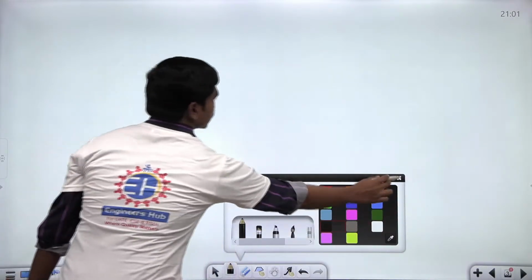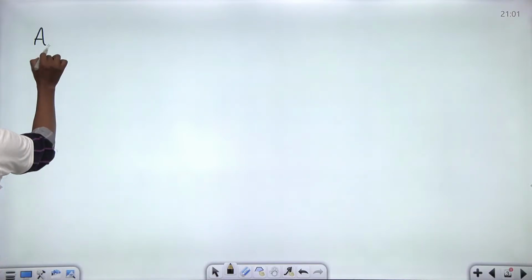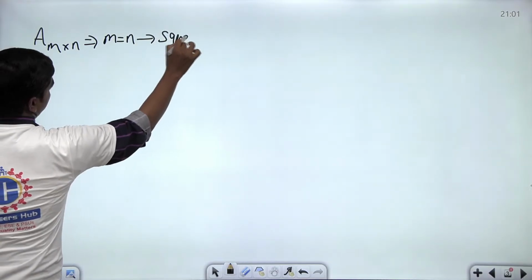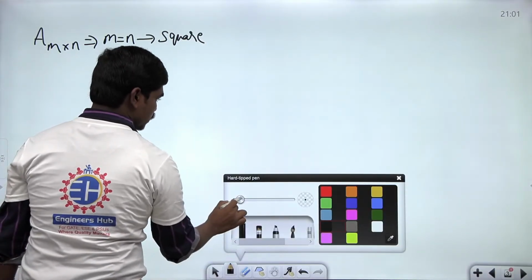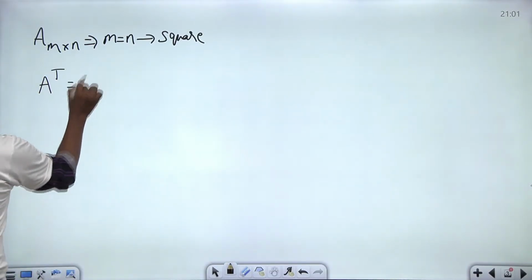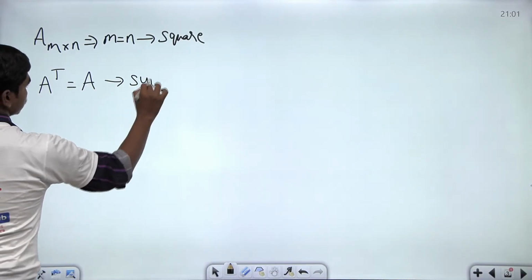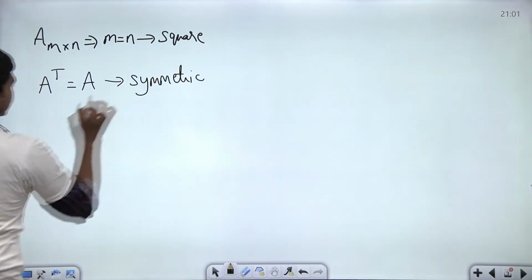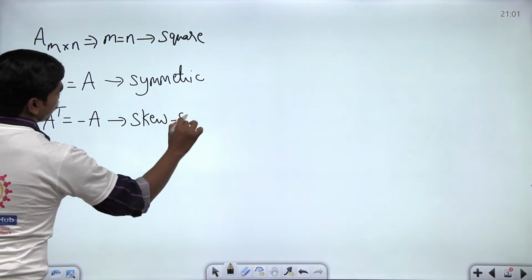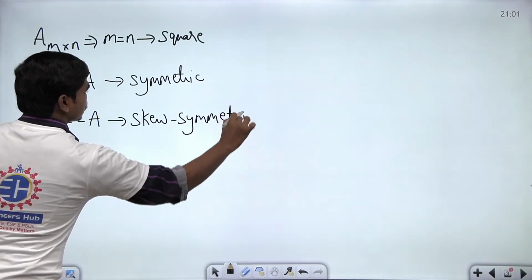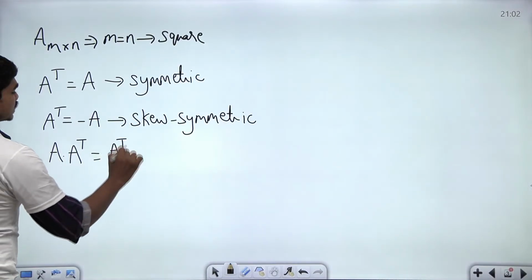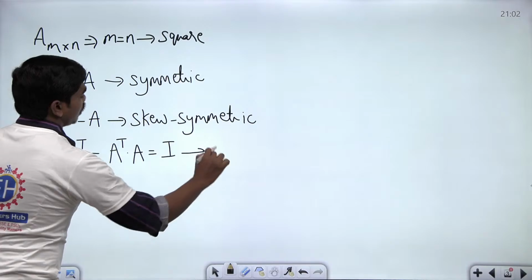So we have seen basically types of matrices. We have seen square matrix where m is equal to n. We have seen a symmetric matrix where A transpose is equal to A, and also skew symmetric matrix where A transpose is equal to minus A, and of course we have seen what is an orthogonal matrix as well, correct? So orthogonal matrix is nothing but A times A transpose is same as A transpose into A is equal to I. This is orthogonal matrix, correct?